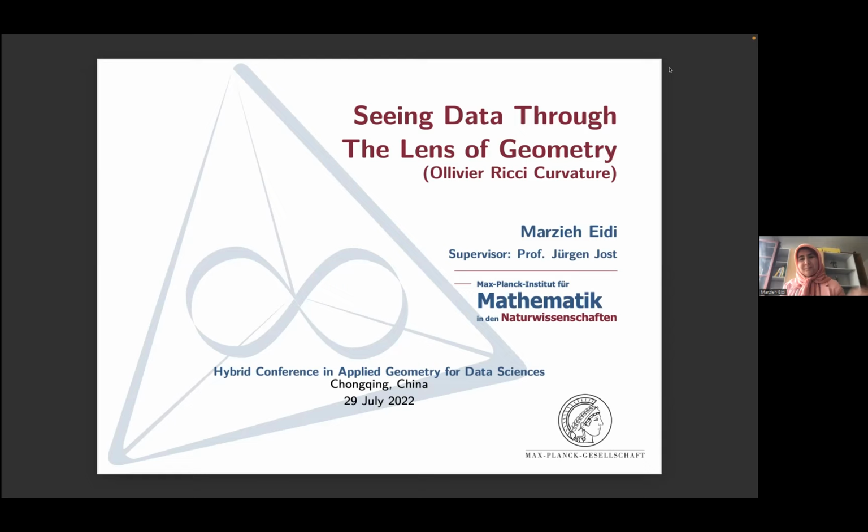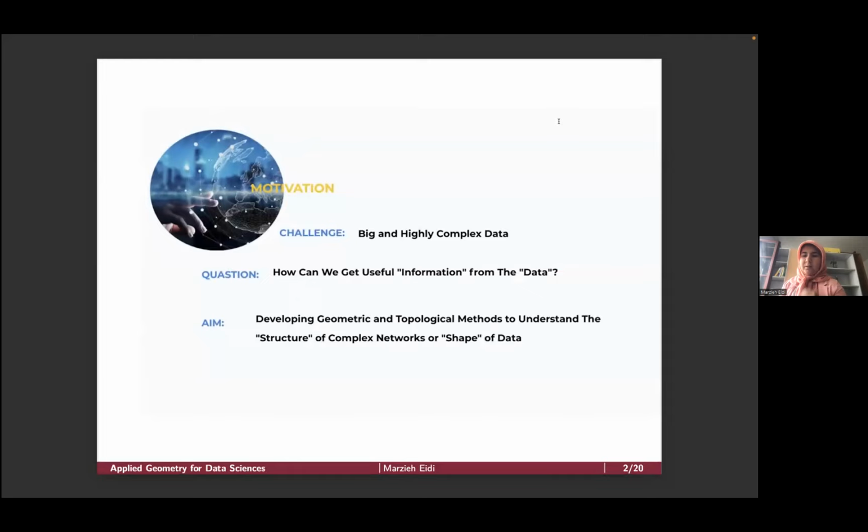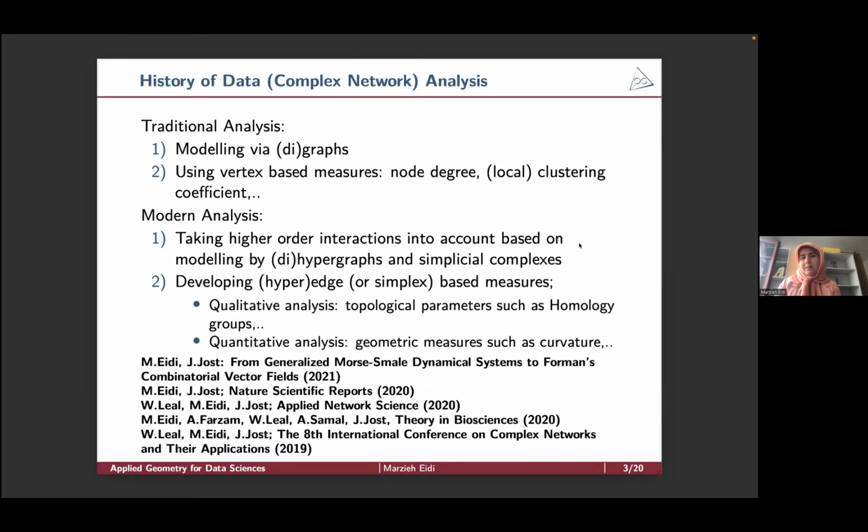For all of our work, we have had one main applied motivation. We are encountering huge and highly complex data nowadays, and the question is how we can get useful information from this data. Our aim was to develop some geometric and topological methods to understand the structure of complex networks or the shape of data.